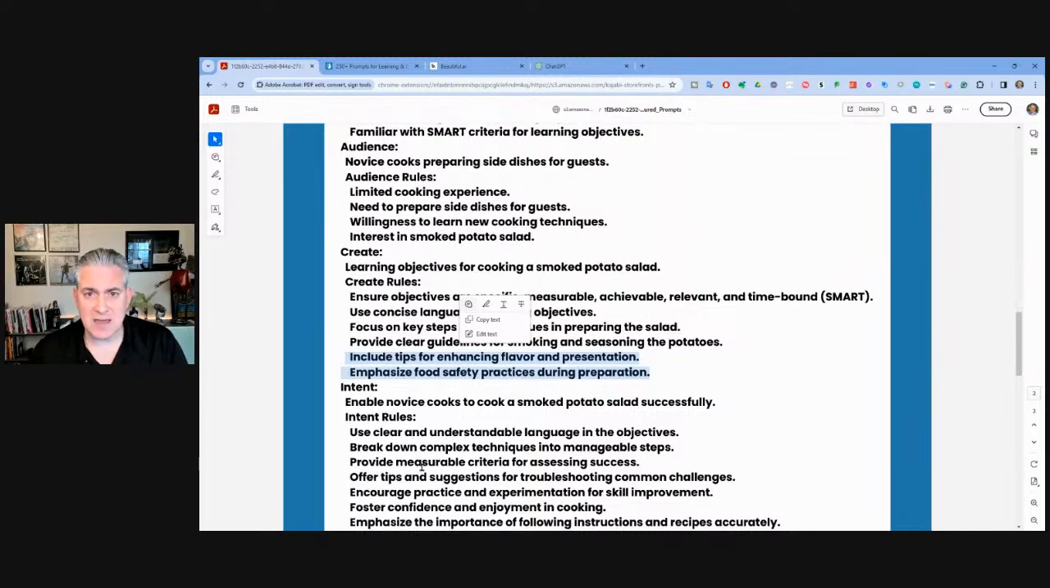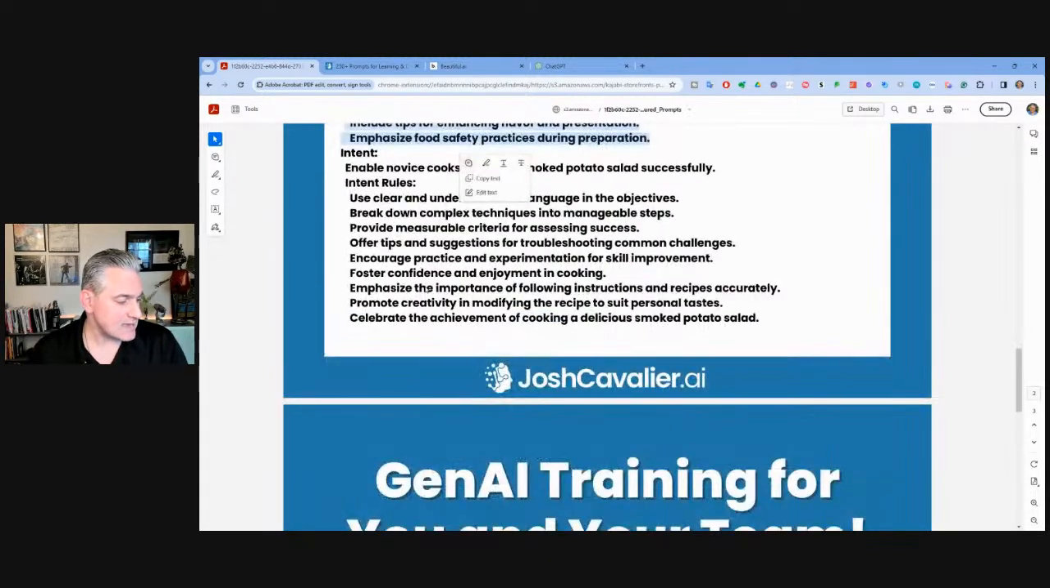Again, I kind of bounce back and forth between where to place some of these. The intent is to enable novice cooks to cook a smoked potato salad successfully. Again, these are your secondary intentions, right, with these learning objectives, and you can see them here. I'm not going to get into all of them.